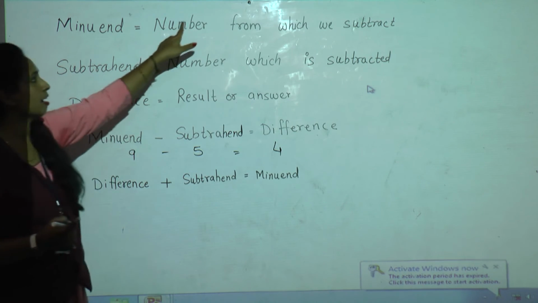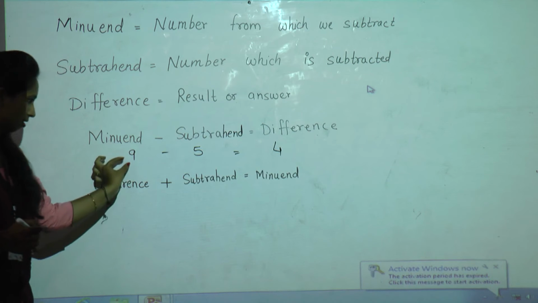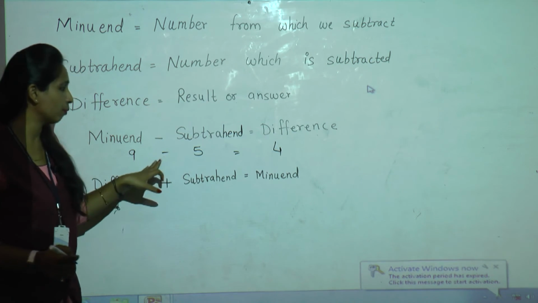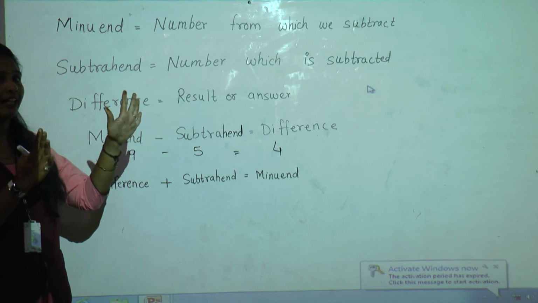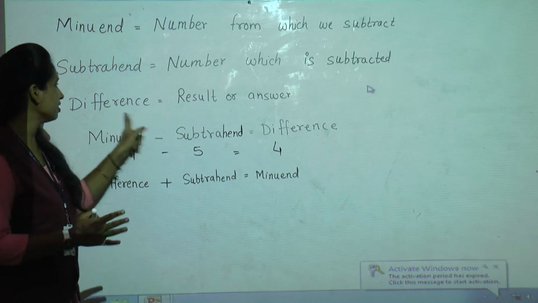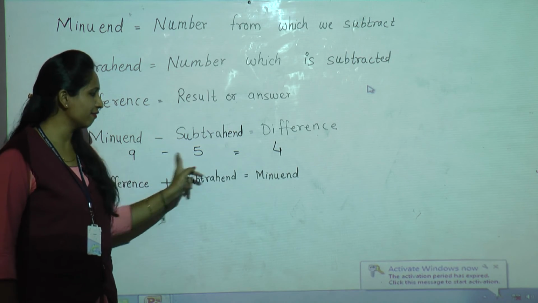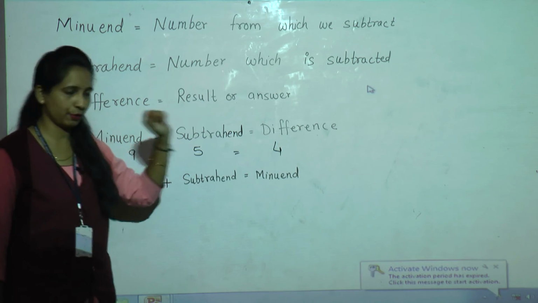Minuend means the number from which we subtract. This is the number. And the subtrahend means the number which is subtracted. What have we subtracted from 9? 5. And the difference means the result or answer. So what is the result? The answer of 9 minus 5 is 4.